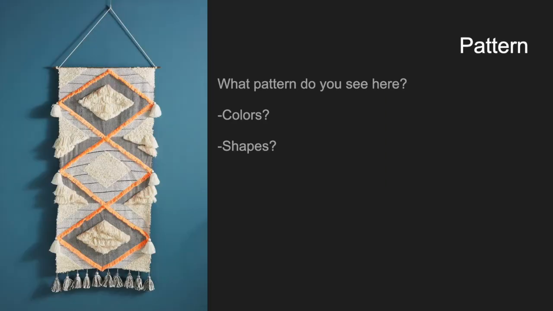Pattern. What pattern do you see here? Do you see a pattern of colors? Do you see a pattern of shapes? The colors would be the light gray, dark gray, orange, and cream throughout the whole piece. And of course, we can see the pattern of shapes of the diamonds, and then the triangles and the fringe is repeated throughout. No matter what you are going with, you should have a pattern of colors and a pattern of shapes throughout.